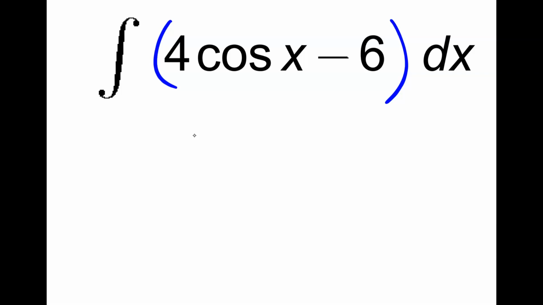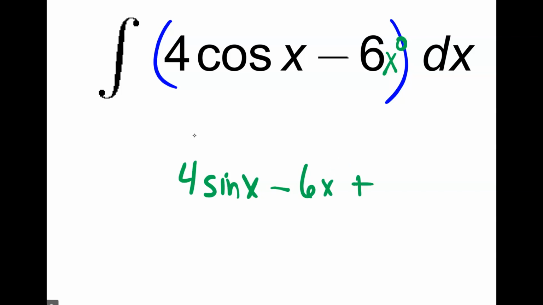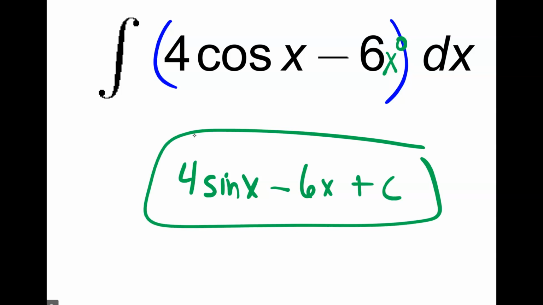So pull 4 up front. Cosine is the derivative of what function? What function, when you take its derivative, is going to be cosine? Sine x. So this is going to be 4 sine x minus, okay, ready? This is technically 6x to the 0 because it's a constant, because x to the 0 is 1. So if I add 1 to my exponent, I just get x to the first, and then I divide by 1 itself. You subtract or you add 1? Add 1. Plus C, right? Yeah, plus c. That's the short way.